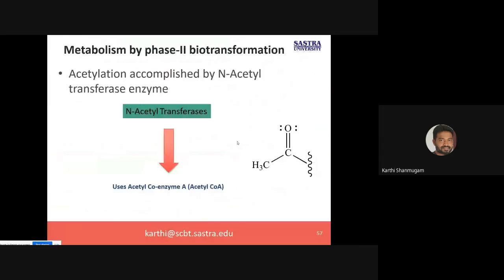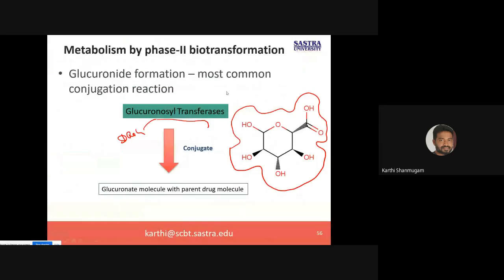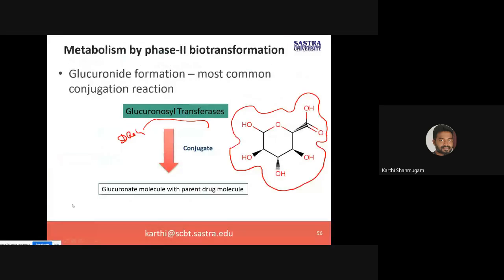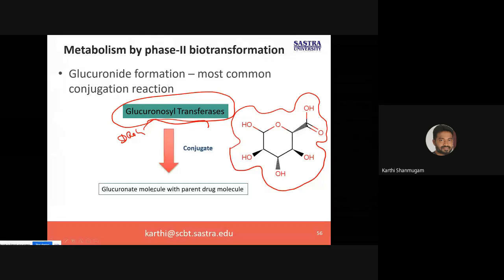Here you should know what the enzyme is which plays a role. So for this conjugation of a drug molecule to glucuronate, the enzyme that plays an important role is the glucuronyl transferase enzyme. Is it understandable?